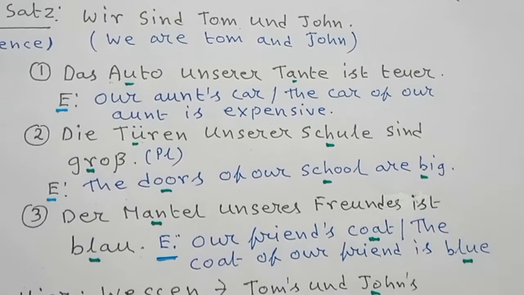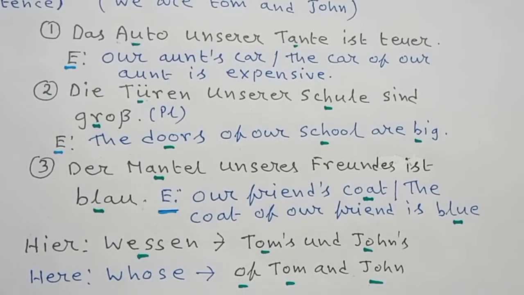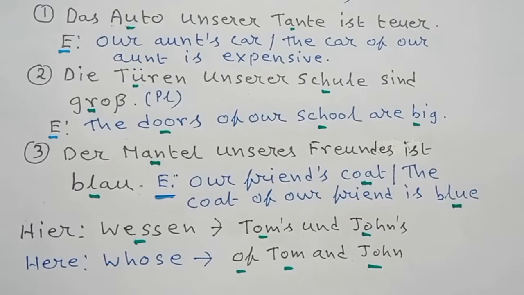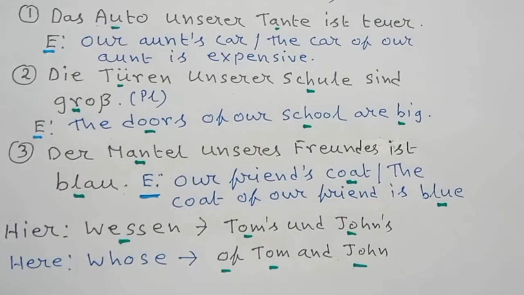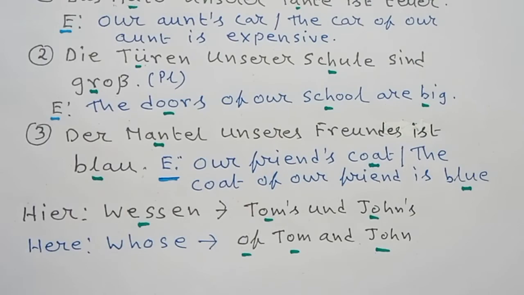Number two: Die Türen unserer Schule sind groß. Now, here is a plural. English: the doors of our school are big. Number three: Der Mantel unseres Freundes ist blau. Here is a singular: our friend's coat, or the coat of our friend, is blue. Here, wessen, whose: Tom's and John's, or of Tom and John.